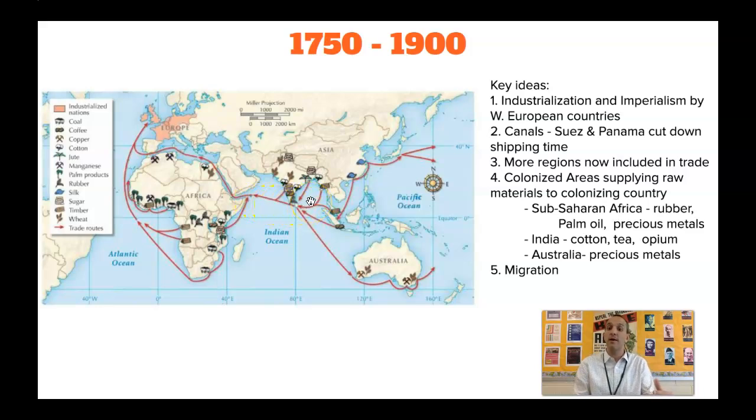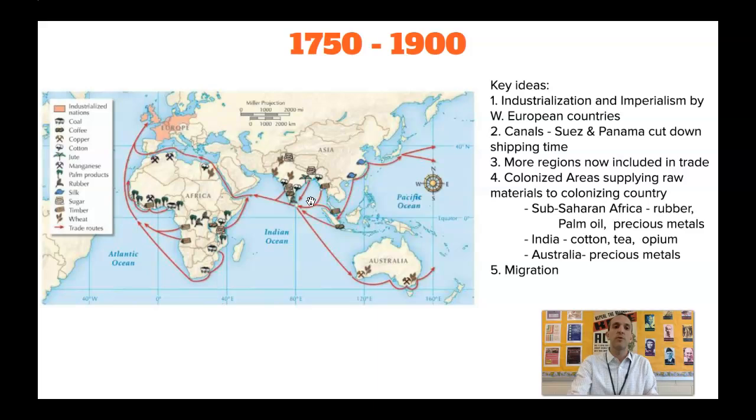We also have the Panama Canal in the Americas. Instead of going all the way around South America, you can cut through Central America. So we have these more regions incorporated in trade. Trade is faster, it's quicker, which means the price of things can go down, which gives people more access to it.